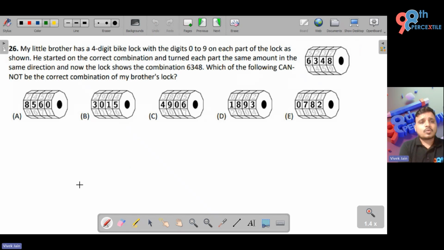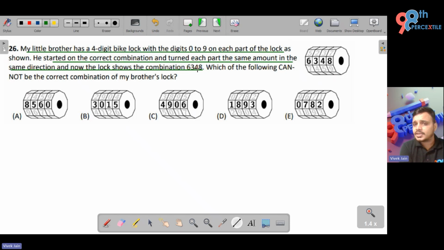Moving ahead to question number 26 of Benjamin 2021, which reads: my little brother has a 4-digit bike lock with digits 0 to 9 on each part of the lock. He started on the correct combination and turned each part the same amount in the same direction. And now the lock shows the combination 6, 3, 4, 8. Which of the following cannot be the correct combination of my brother's lock?